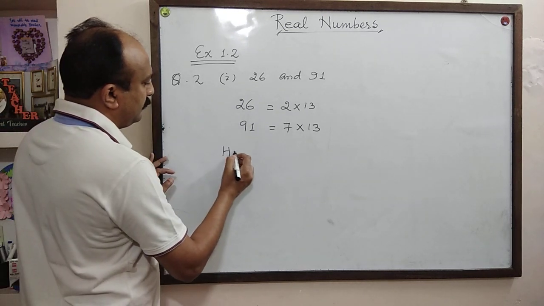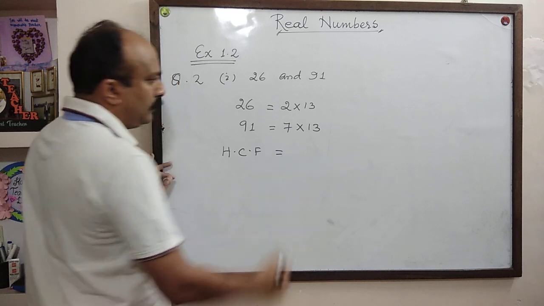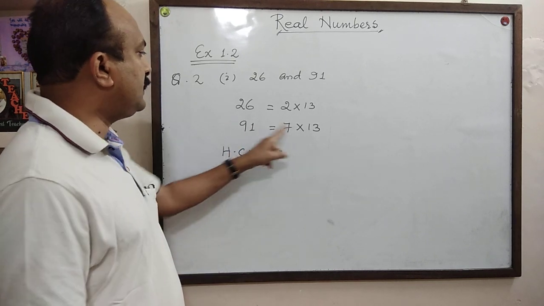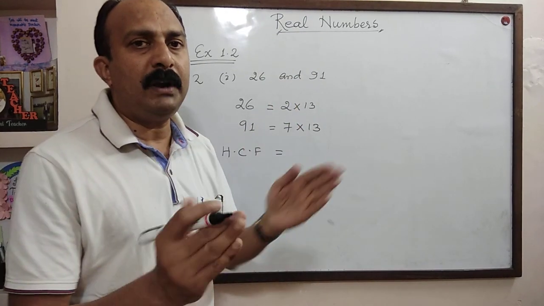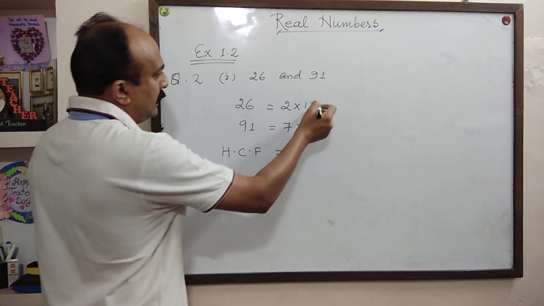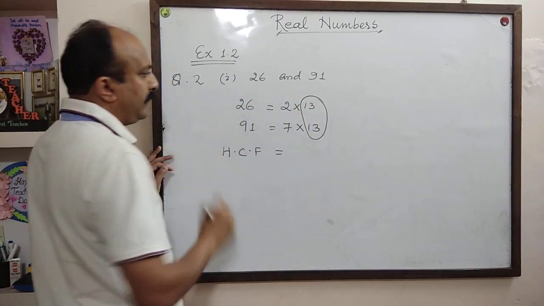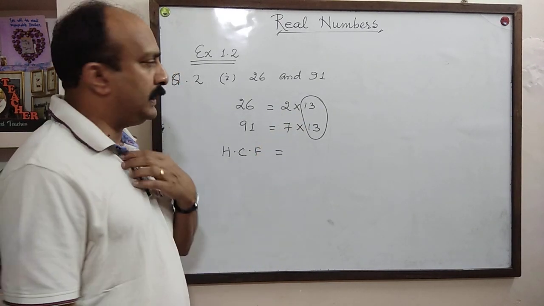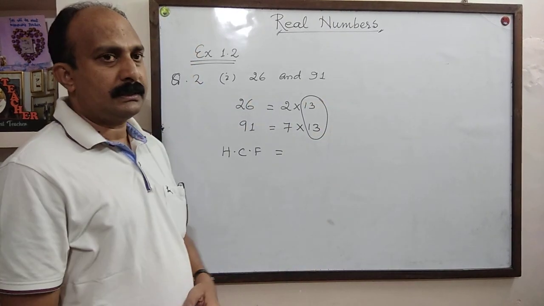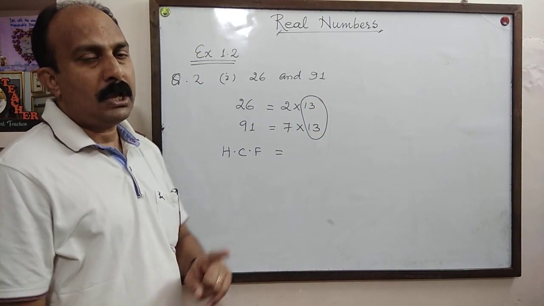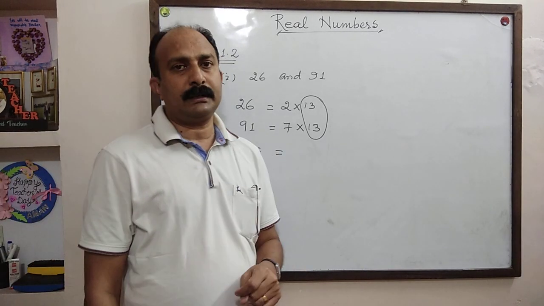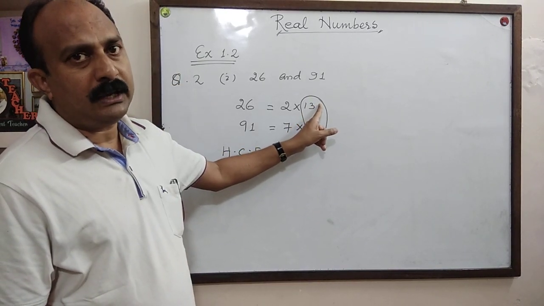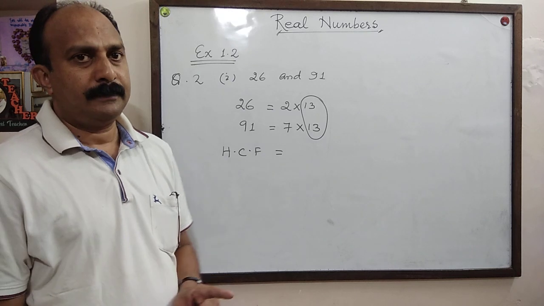Now, how to find the HCF? In order to find the HCF of two numbers by prime factorization method, first of all you see which are the common factors. Here you can see 13 is the common factor in both the numbers. 2, 7, they are not common. 13 is common in both the numbers. So HCF is the lowest power of the common factor. Lowest power of the common factor means here there is no question of lowest or highest power. 13 means 13 power 1.